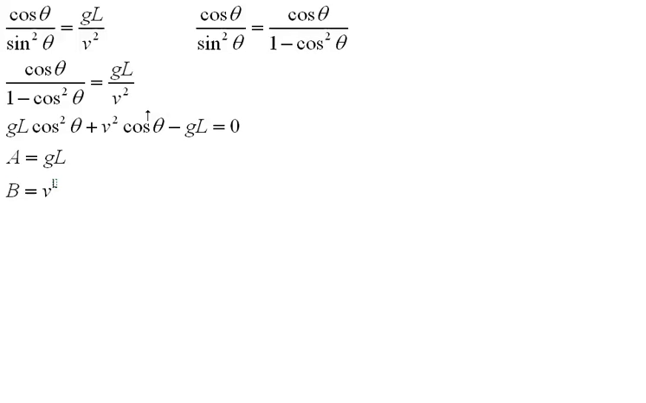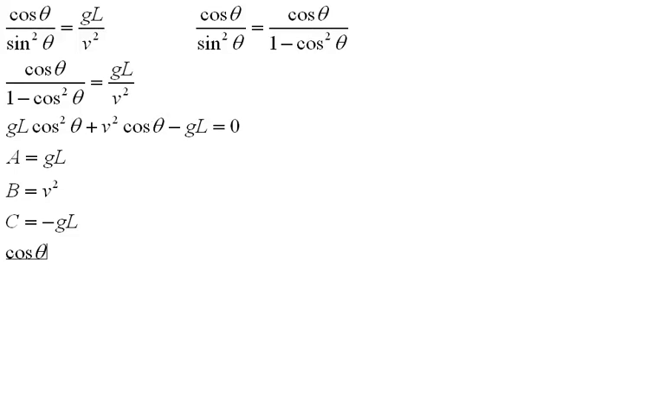So let's take a look at the coefficients for the quadratic formula. First we'll start with the cosine squared theta. And this right here is going to equal A. So A equals GL. B is going to be our velocity squared. And C is going to be equal to negative GL. I can now plug this into the quadratic formula.